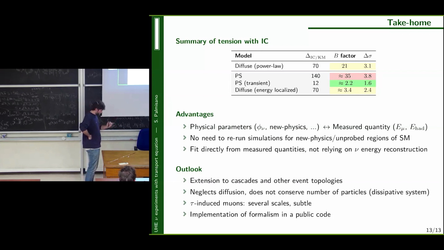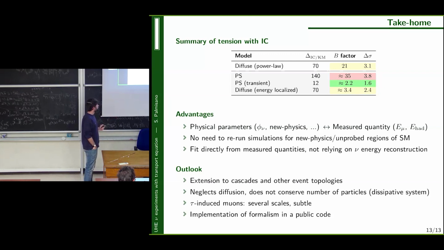Moreover, strictly speaking, the equation we wrote is an approximate Boltzmann equation. It does not conserve the number of particles. So one would need to consider the full Boltzmann equation in order to avoid this problem entirely.